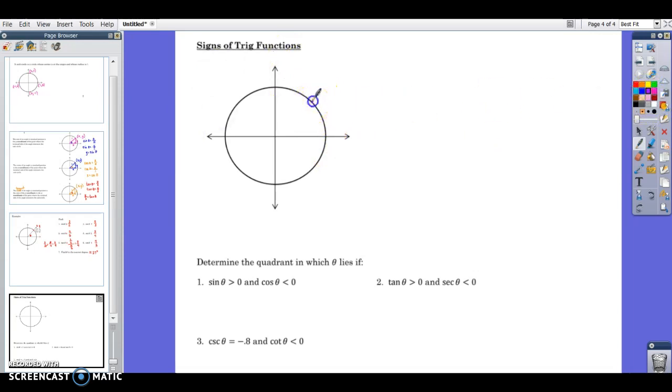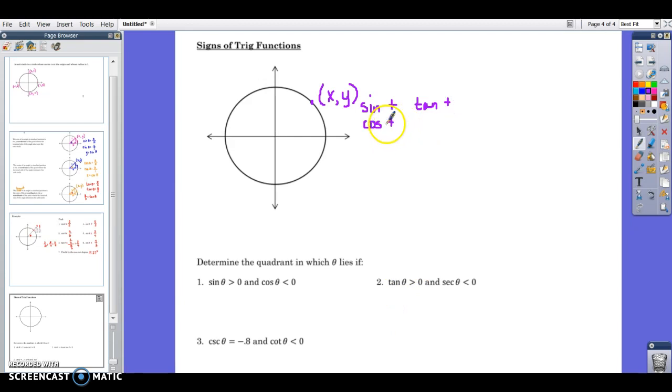So if I'm in the first quadrant, I know that both x and y are positive, which tells me that the sine, because sine is represented by the y-coordinate, is positive. Cosine, which is represented by the x-coordinate, is also positive, and because they're both positive and tangent is y over x, I know that the tangent is positive.